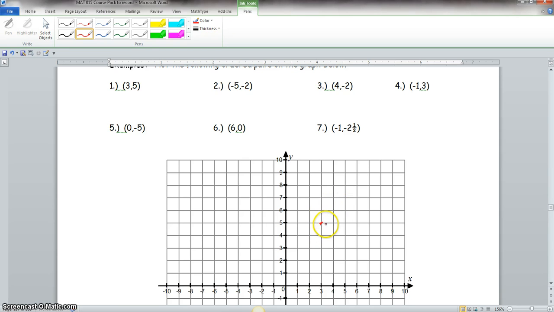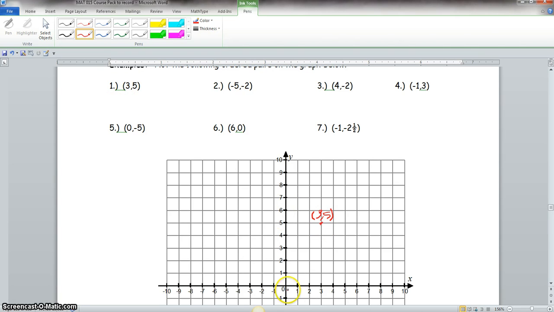So that's number 1. Now, if you want to label this, you can label it based on this ordered pair, which would be 3, 5. You don't have to do that, but in some cases we like to do that to signify what this means. So let's go back over that again. You start at the origin. Since 3 is positive and it's the X value, you go to the right 3. And then Y is 5, so you go up 5. 1, 2, 3, 4, 5. And you plot your point. And that's it for number 1.